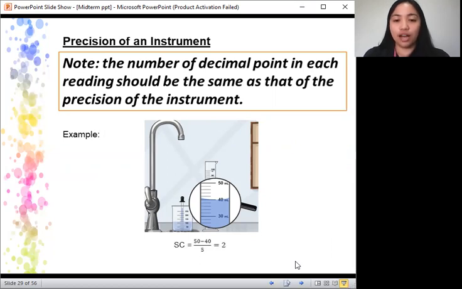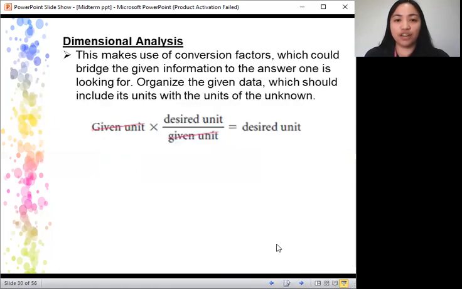Okay? So, atong gipili si 50 ug si 40, tapos yung number of division is 1, 2, 3, 4, 5. So 10 divided by 5, that is 2. And your precision is plus minus 1. So how will you report your answer for this reading? So that is 40 plus minus 1 ml. So wala siya decimal point kay imuhang precision has no decimal point. So that is the precision of an instrument.